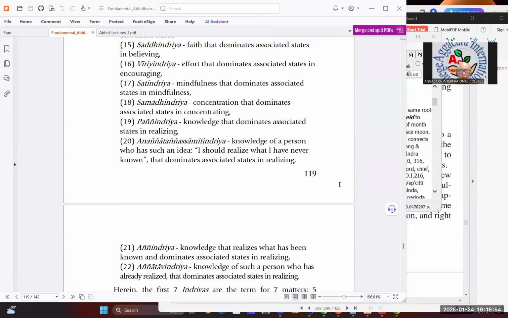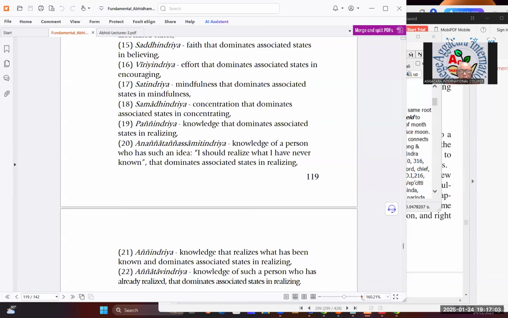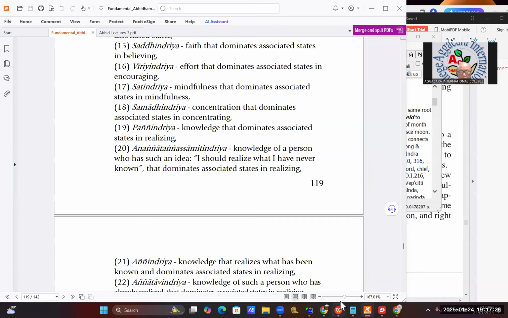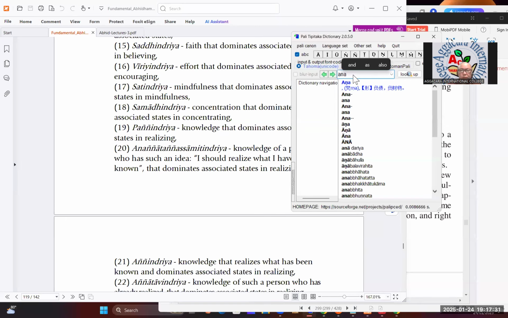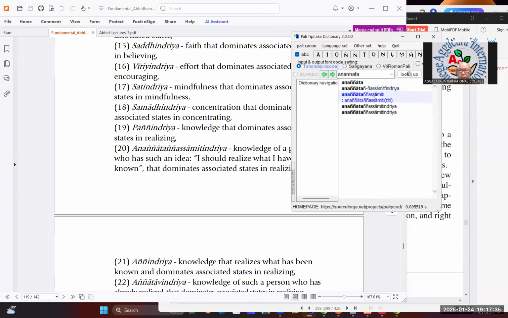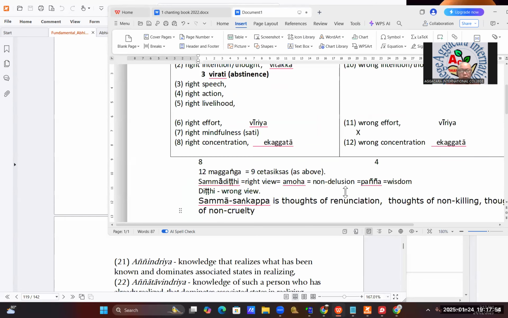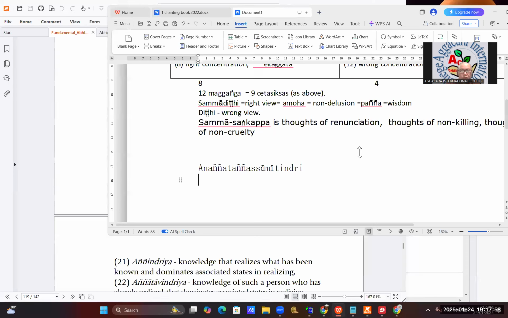Okay, I'll make it bigger. Okay, so this is a long Pali word. Anyanya, tanya, sami, ti, indriya. Right, so we can divide it into a few words here. I think it's difficult to copy. Okay, so I'll put it here. Okay, so this is a long Pali word here.